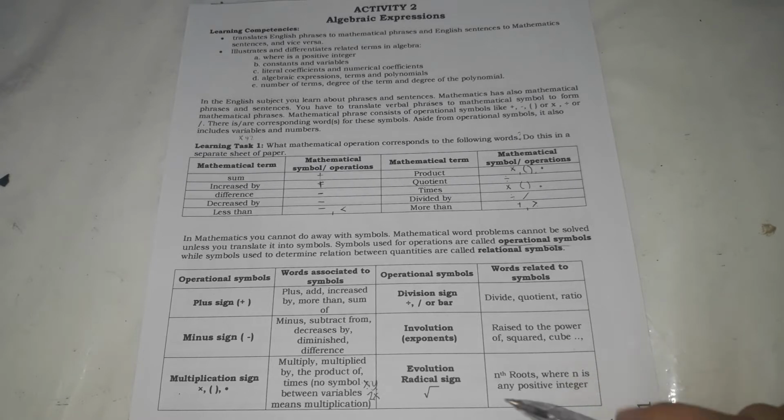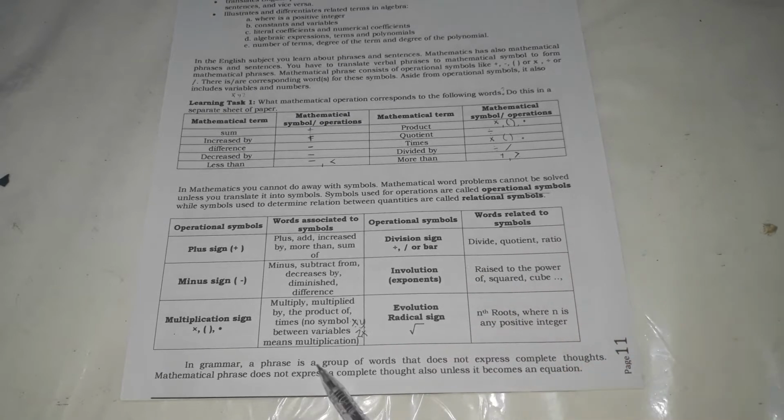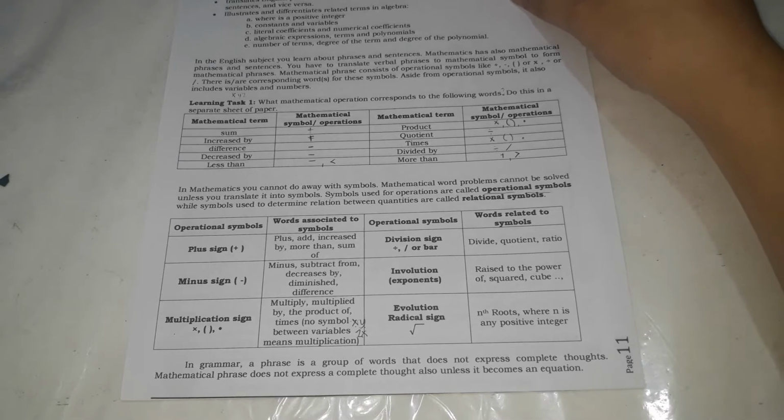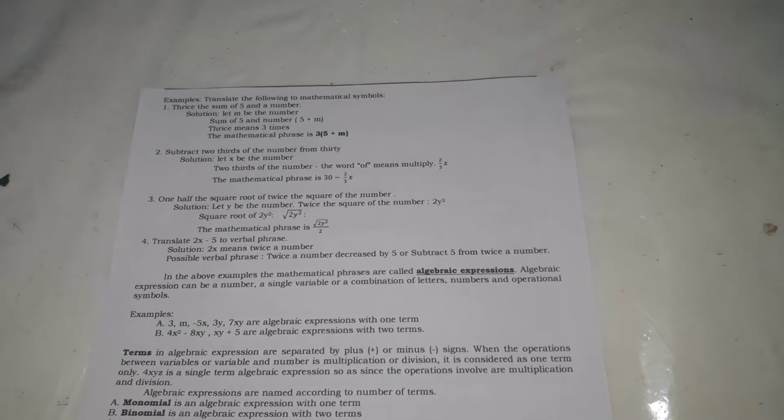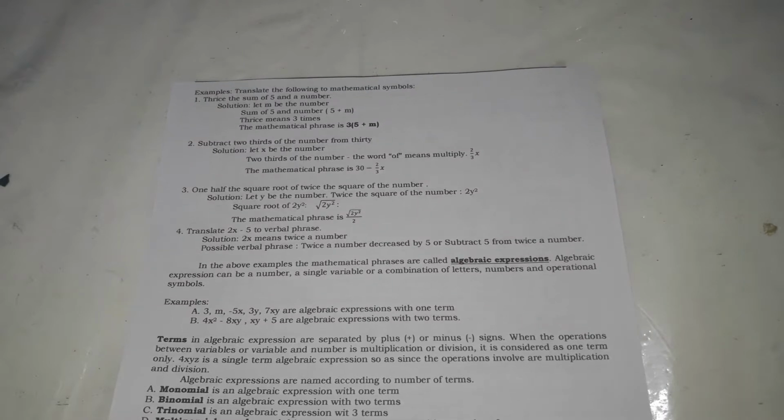In grammar, a phrase is a group of words that does not express a complete thought. A mathematical phrase does not express a complete thought also, unless it becomes an equation. So mathematical phrases are usually expressions, or just algebraic expressions, and don't have any equal sign or relational symbols. For examples, number 1, translate the following.